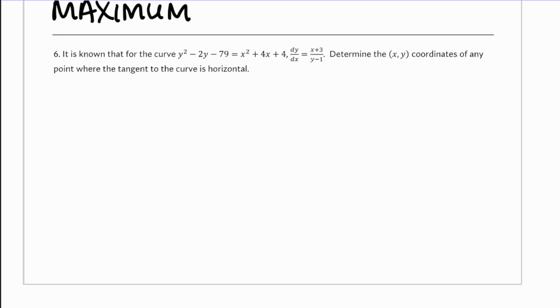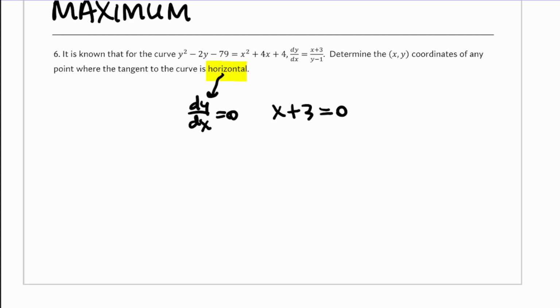Okay. And then the last one for quiz 4.1 is determine the xy coordinates of any point where the tangent to the curve is horizontal. Okay, I think this is the one where I had to adjust it somehow. I don't know, maybe I just changed it for no reason, but it looks like it's going to work to me. If it says horizontal, then dy/dx is going to equal 0. And that would happen because the numerator of the fraction was equal to 0 and the denominator was non-zero.